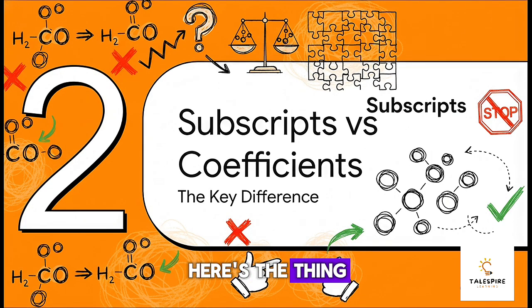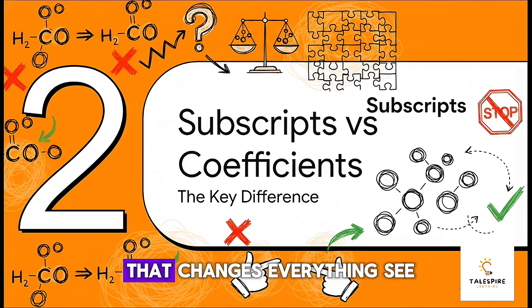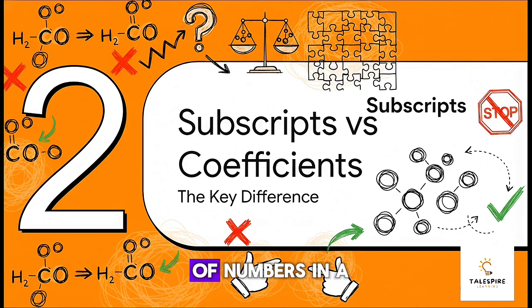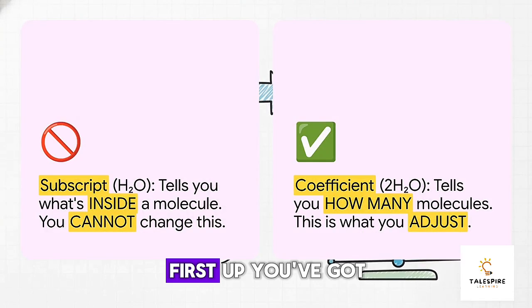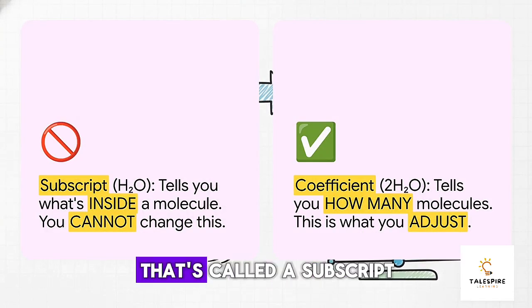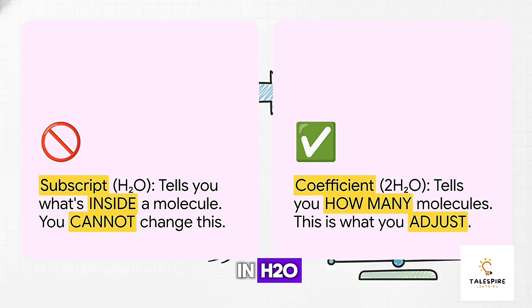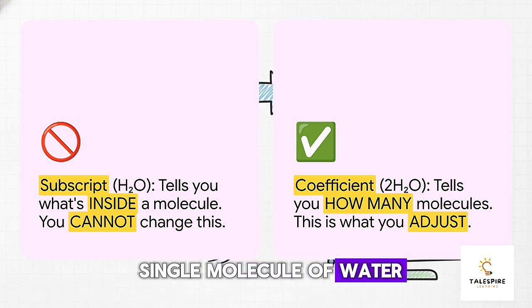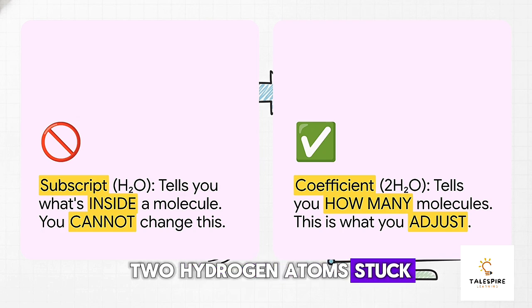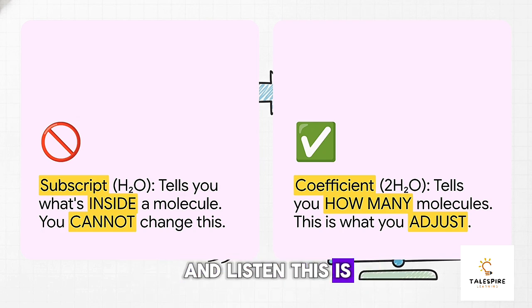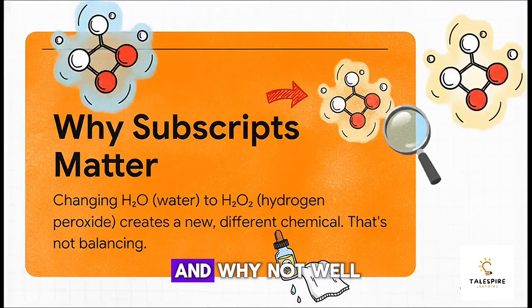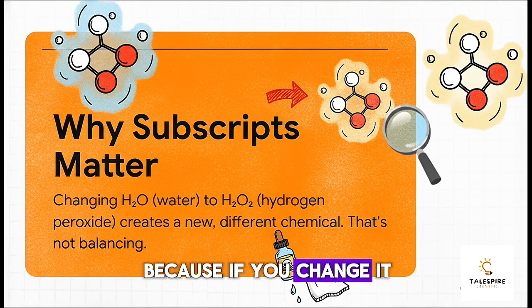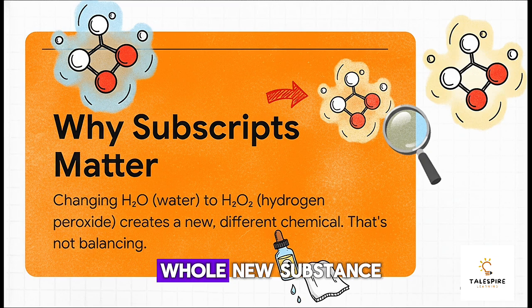So here's the thing. It all comes down to a key difference that changes everything. See, there are two types of numbers in a chemical equation, and you're only allowed to change one of them. First up, you've got the small number, right? That's called a subscript. So in H2O, that little 2 tells you what's inside a single molecule of water. It means there are 2 hydrogen atoms stuck to 1 oxygen atom. And listen, this is the really crucial part. You cannot change this number, ever. And why not? Well, because if you change it, you're literally creating a whole new substance.